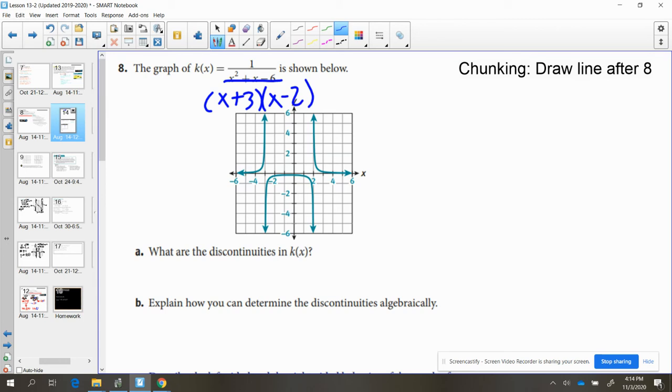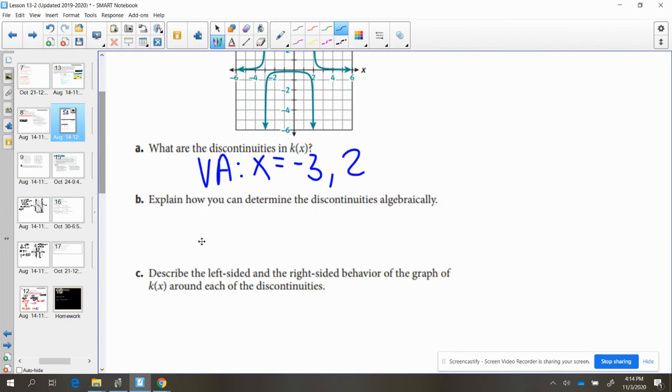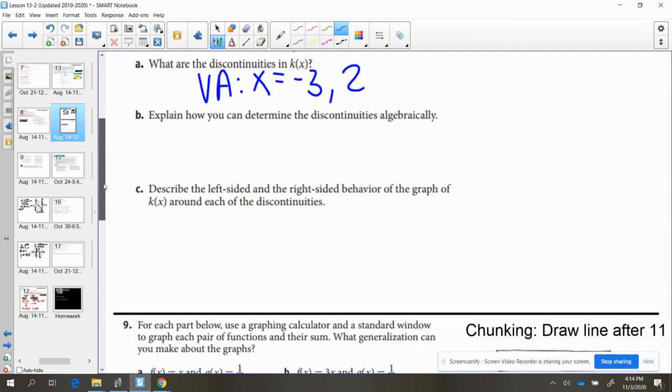And again, these are, in this case, vertical asymptotes, not holes, because they don't cancel out. So we would have vertical asymptotes at x equals -3 and x equals 2. So again, we would see that that denominator equaled 0. That's how we found that.